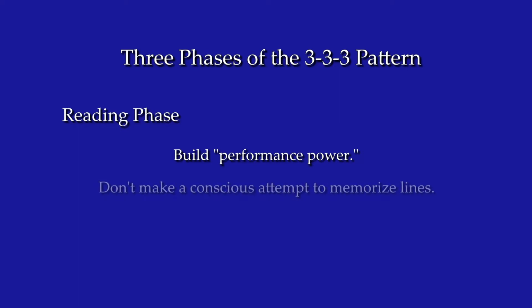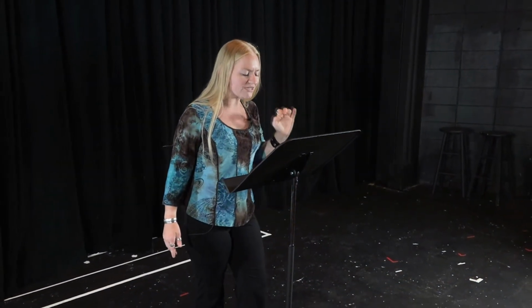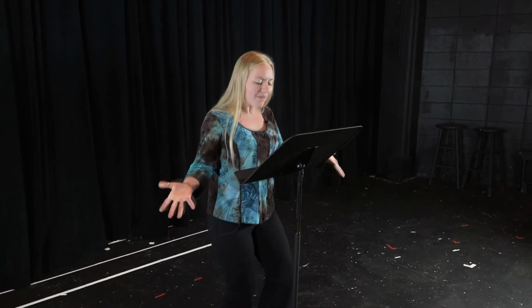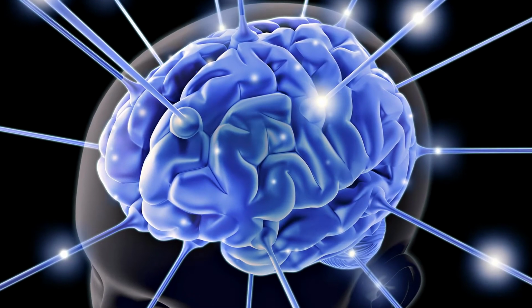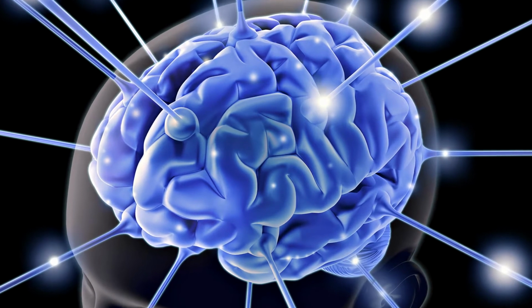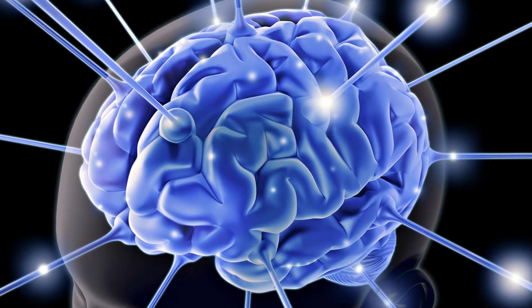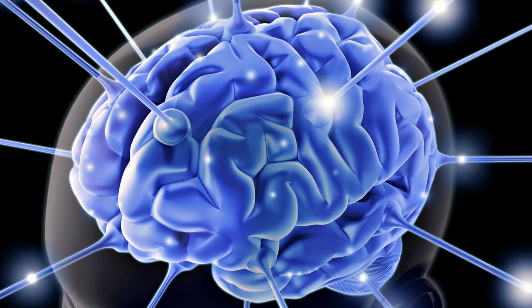In the reading phase, your focus is on the creation of performance power. At no time during this phase will you make a conscious effort to memorize lines. You won't need to. Instead, you will use your lines to test and expand the limits of your performance power. In this process, your lines are stored in your memory without conscious effort. This lays the foundation for automatic and accurate recall.